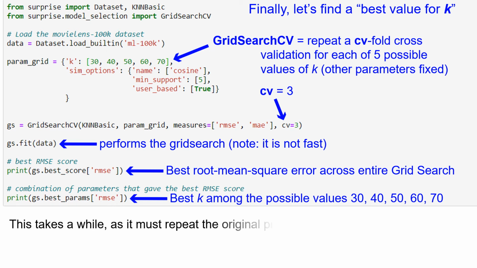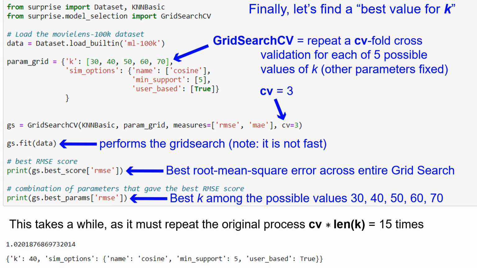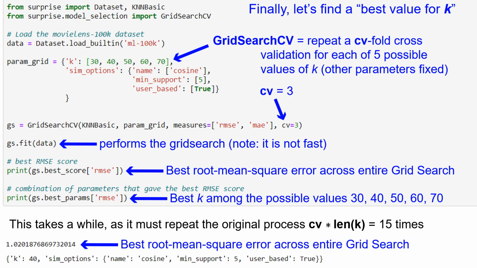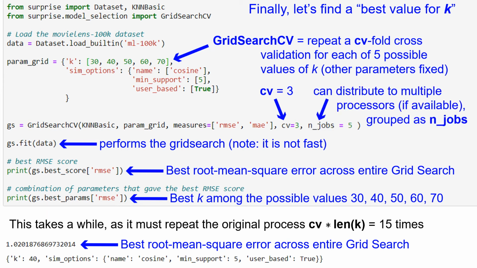This takes a while. It's not fast. So it actually repeats 15 times. But then we get our results. Turns out K of 40 is best. And the best root mean square error is 1.02. Now, because this can be very slow, you can define it as multiple jobs and distribute to multiple processors if they're available.